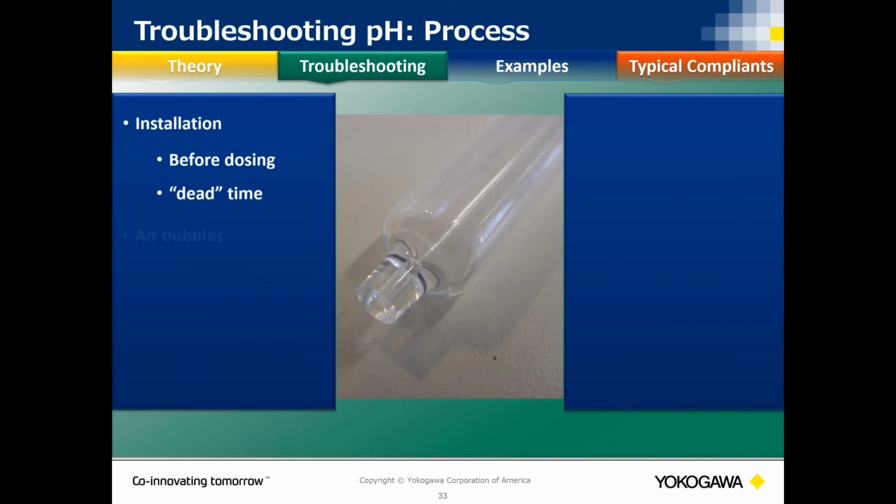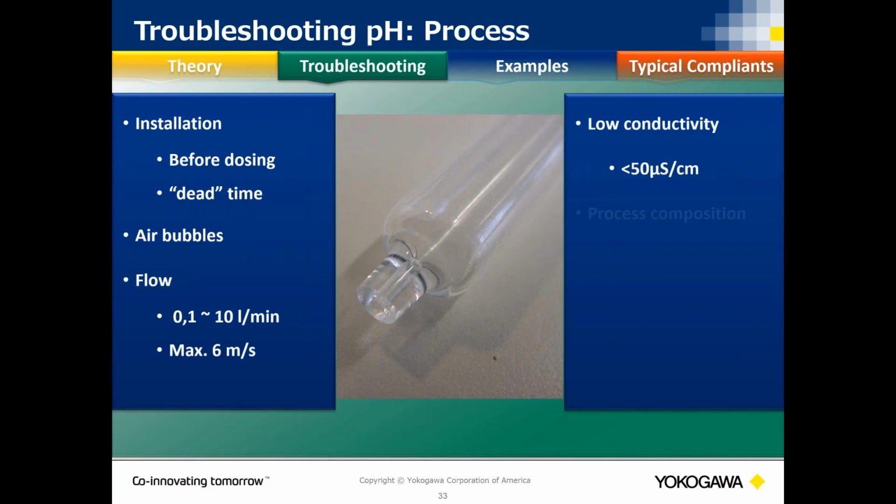When we look at the installation, we're going to look at, is it before or after dosing? Look and make sure it's not in a pipe where there could be no flow, or what we call dead time. You know, it's not in a solution. If your noise, your pH reading is moving, it could be because it's not physically in solution. Same thing if you're near an air bubble. Does the flow form air bubbles that can cause issues with your pH readings? Flow, for the most part, we say about 6 meters per second is good.